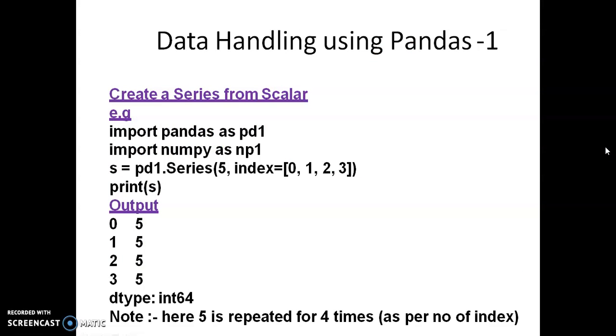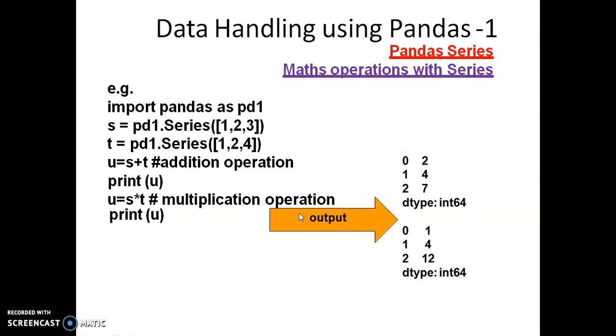Creating a series from a scalar: I have given a value 5. It means all the indexes will contain the value 5. The number of indexes there are, 5 will be repeated that many times. If I want to make a list here, I will write 5, 4, 3, 2, 1. So index 0 is for 5, 1 is for the next, 2 is for the next, 3 is for the next. We can create it like that.